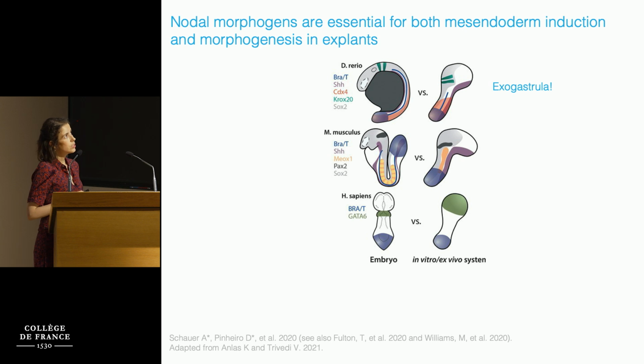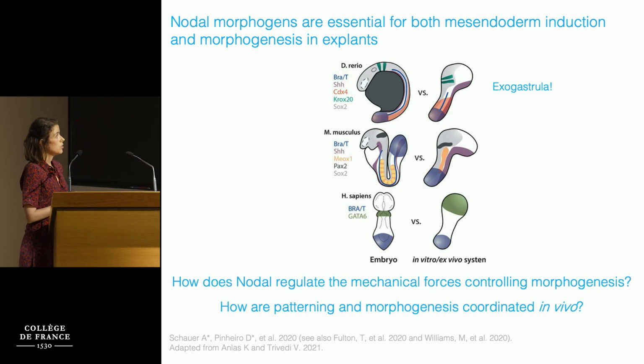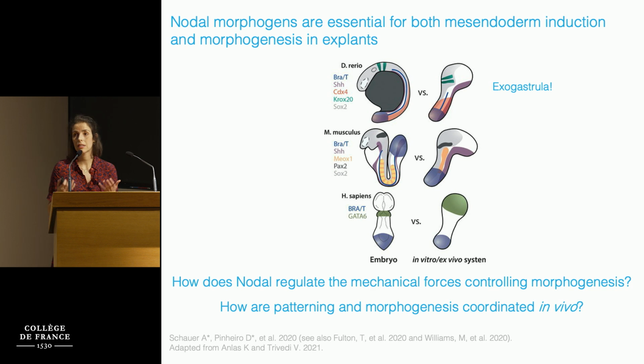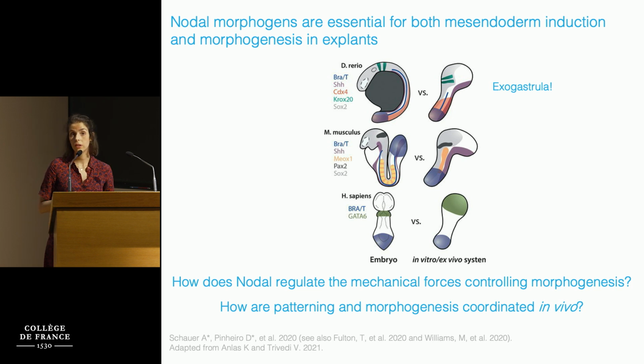And so we're really interested in understanding why this happens, and this generated two questions, because it showed us that patterning and morphogenesis can be, at least to some extent, decoupled processes. Of course, it raises the question of how nodal, which is really established as a morphogen patterning the germ layers, actually regulates the mechanical forces that organize morphogenesis, but also how patterning and morphogenesis are so effectively coordinated in vivo that it almost seems trivial that they always have to go hand in hand.